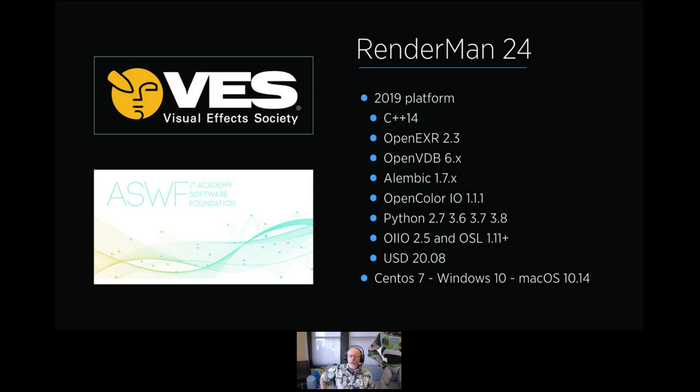We've supported Python bindings for quite some time, and with 24, we'll be supporting bindings for 2.7, 3.6, 3.7, and 3.8. We're also key supporters of OpenImageIO and OSL, and we'll be aiming to support USD 20.08 with our Hydra delegates. This version of RenderMan will be supported on Linux CentOS 7, Windows 10, and macOS 10.14 and higher.